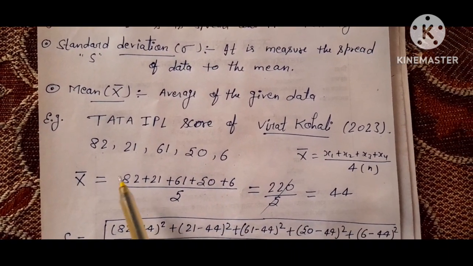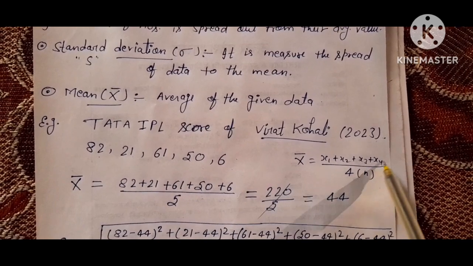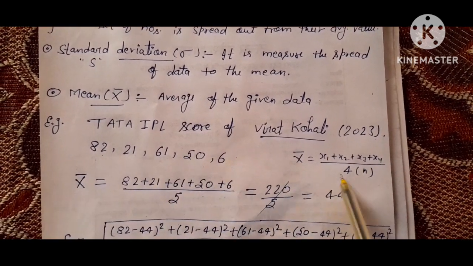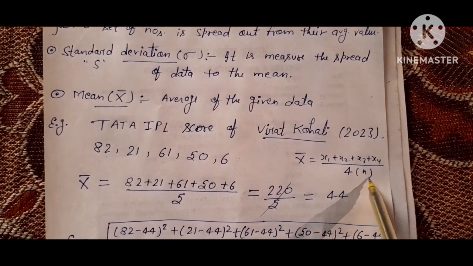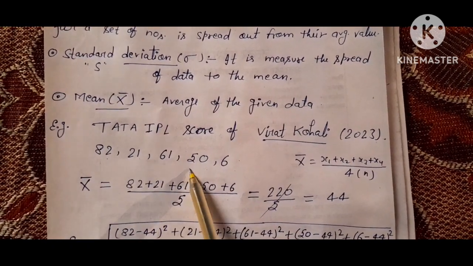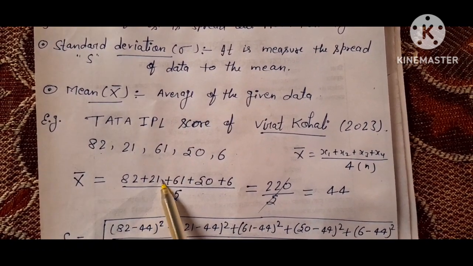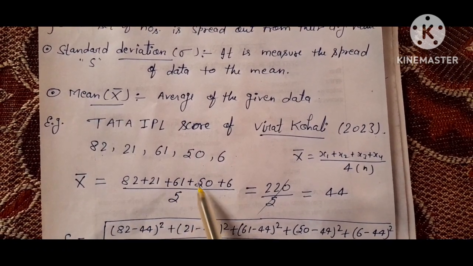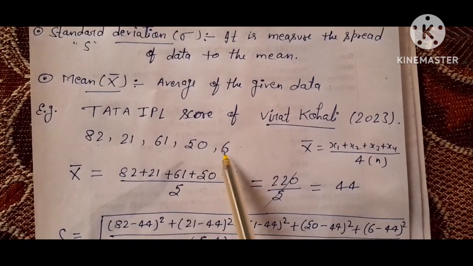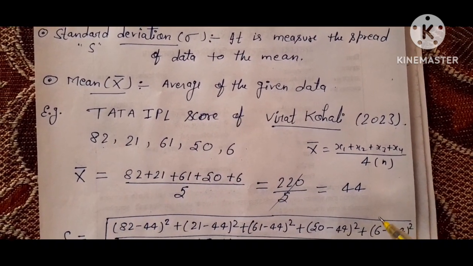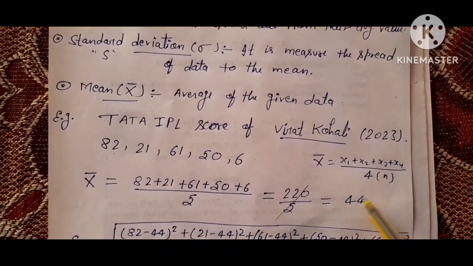So what is the mean? Mean is the average value: the summation of all values divided by the number of values, that is n. So there are 5 values, and adding all values, 82 plus 21 plus 61 plus 50 plus 6, and dividing by 5, because it is 5 numbers, 1 2 3 4 5. Okay, now we get 44.